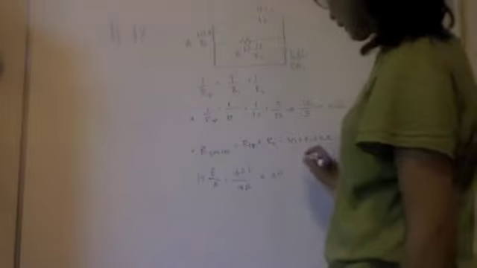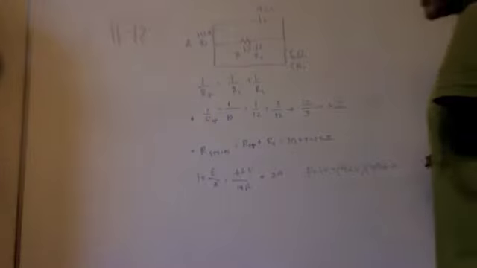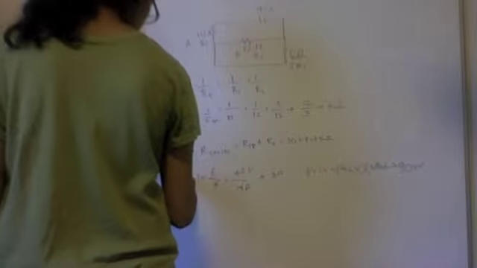Going on from here, power is equal to IV, which is equal to 42 volts times 3 amps, which will lead you to the answer of 90 watts. So this is for resistor A.